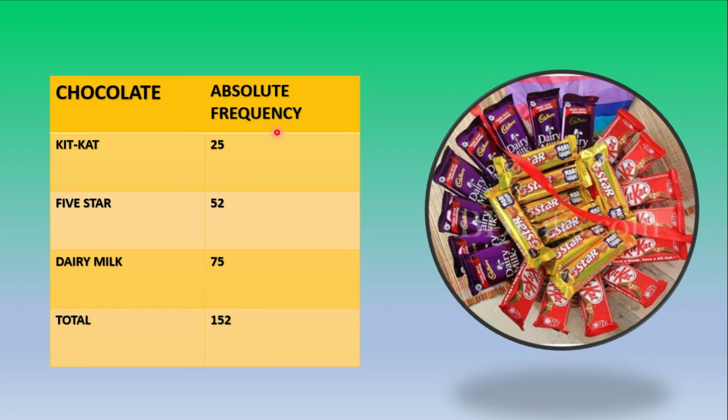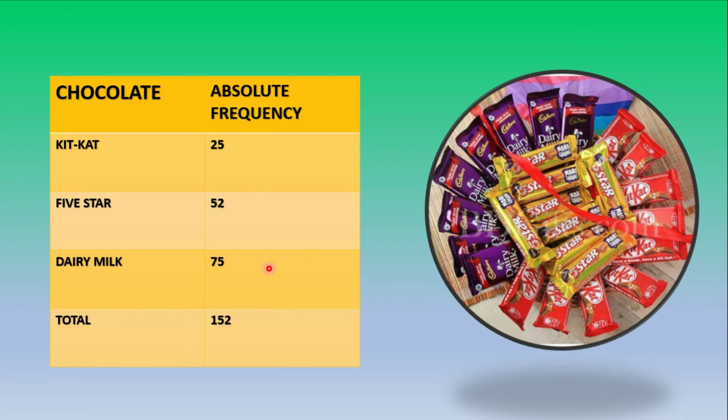Can you understand? From the total data points, you first segregate the unique data points. 5-star, Kit Kat and Dairy Milk are the unique values. And for those values, how many times each value occurred, that's the main concept in a frequency distribution table. In the absolute frequency, we just count how many times Kit Kat occurred, how many times 5-star was present, how many times Dairy Milk was there. It's as good as that.